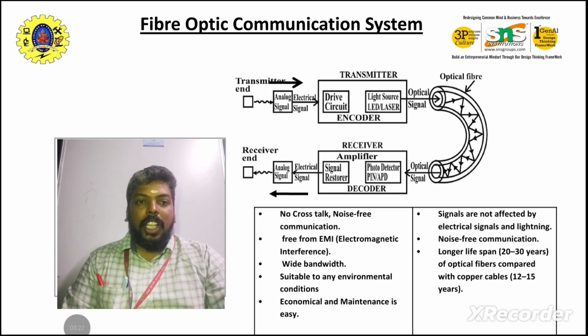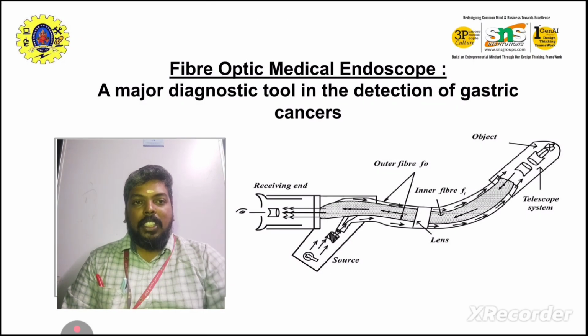Now we will see some practical cases. What are the benefits of the optical fiber communication system? There is no noise, noise-free communication, freedom from electromagnetic interference, wide bandwidth, suitability for any environmental condition, and economical, easy maintenance. The signals are not affected by electric signals or lightning, and there is a long lifespan of 20 to 30 years.